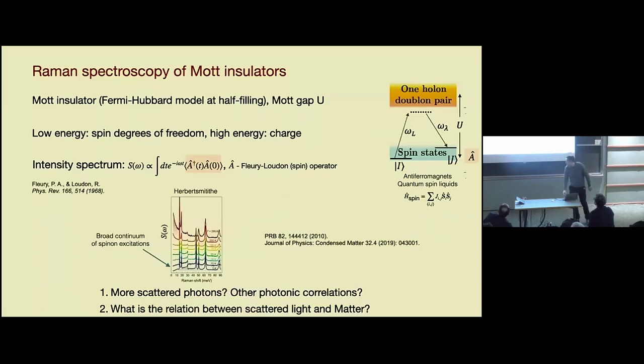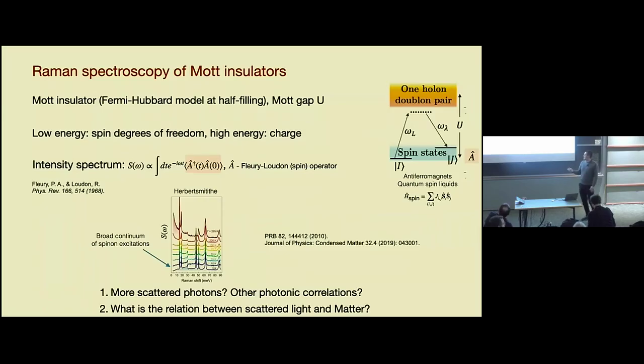This method has been, of course, explored in strongly correlated spin-liquid candidates with a broad continuum of spinon excitations emerging at very low temperatures. But generally, it's very hard to interpret the data. The question that I'm going to explore is: what if we scatter more than just one photon on the system and measure other correlation functions, not just the normal-ordered product?